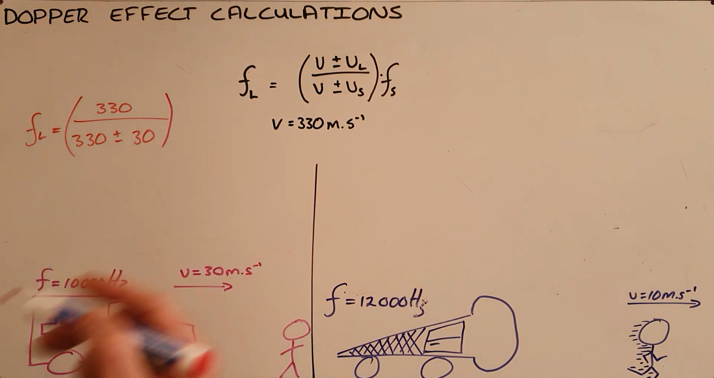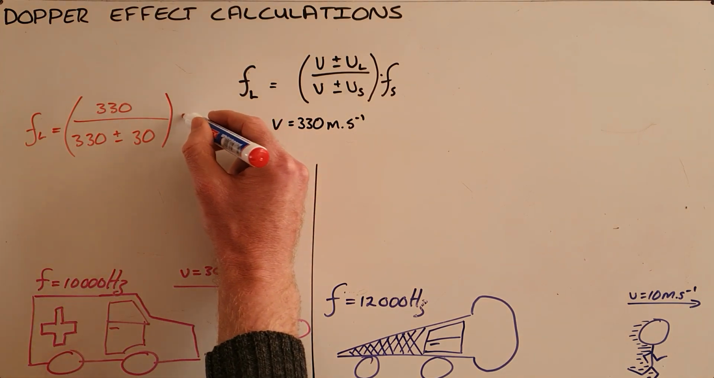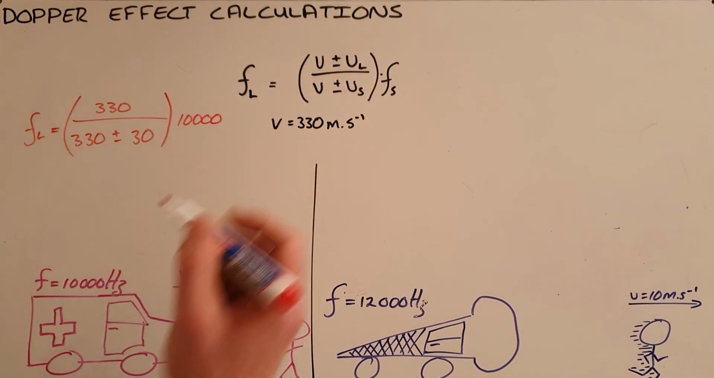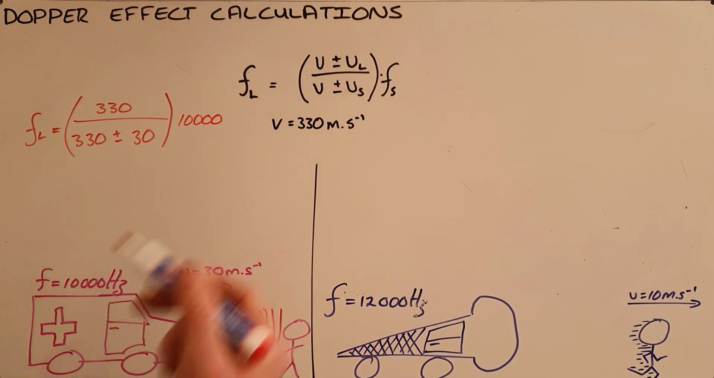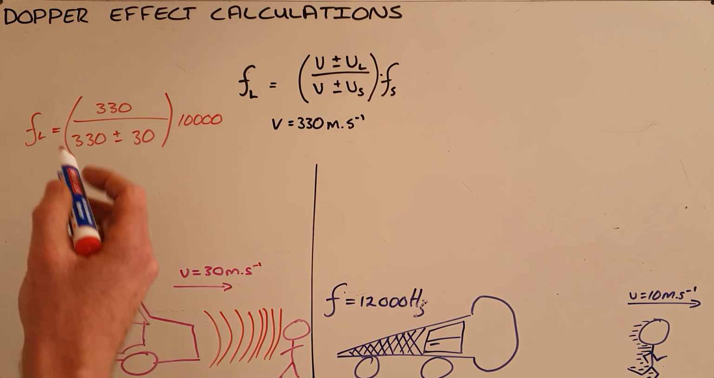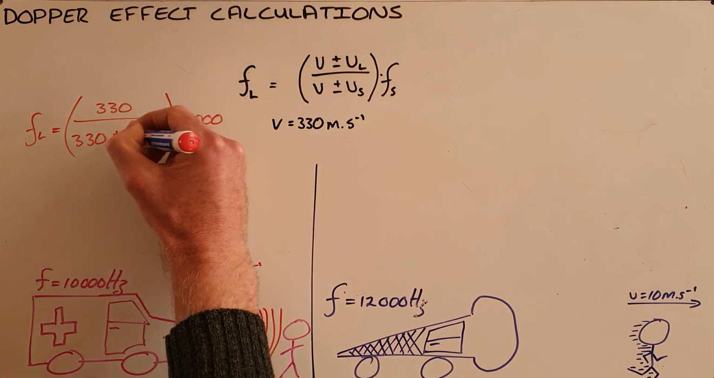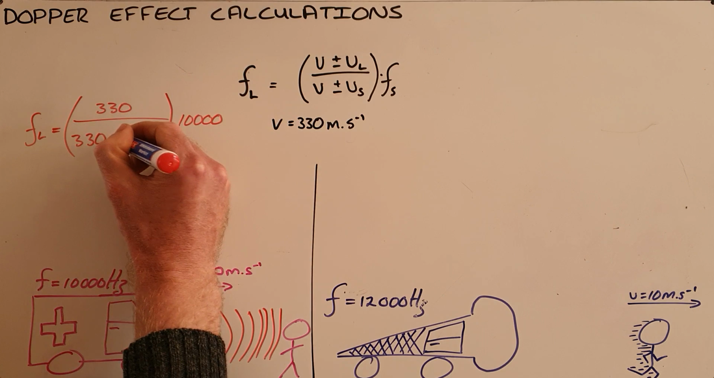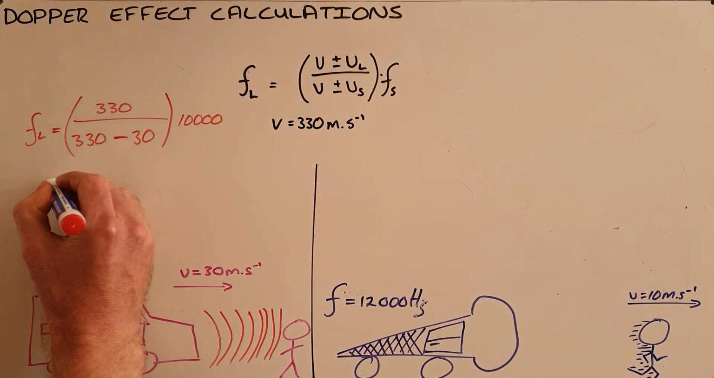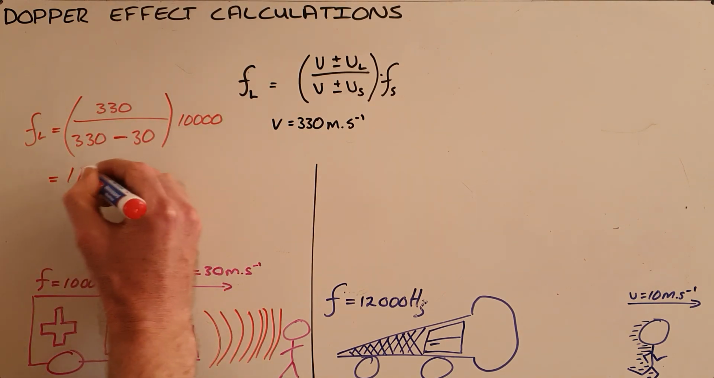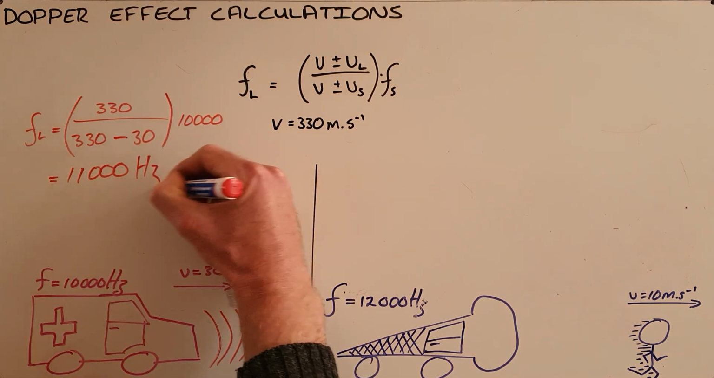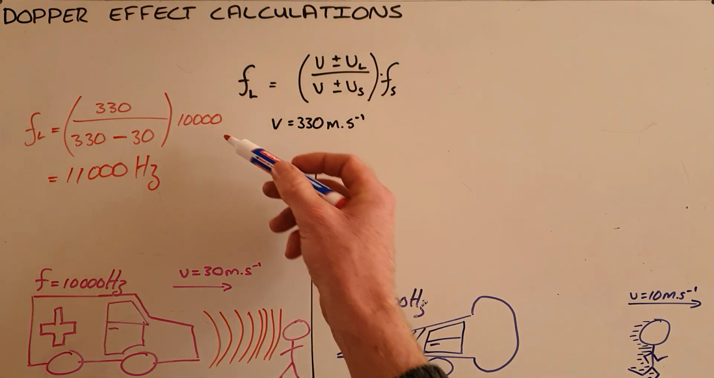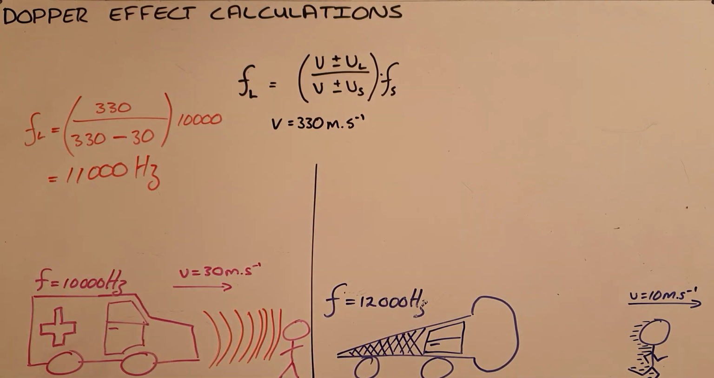I prefer to use the logical method here, where we say that since this ambulance is moving towards the observer, we expect those waves to bunch up, and therefore they should observe a higher frequency. And in order for this to come out as a higher frequency, it would have to be written as a negative, which then allows us to calculate the observed frequency at this listener as the ambulance approaches as 11,000 hertz, 1,000 hertz higher than the emitted frequency.